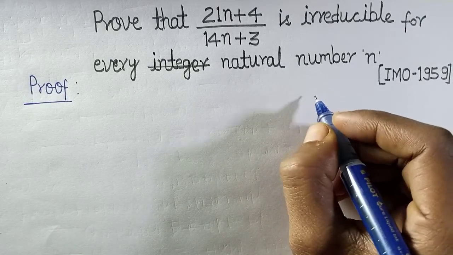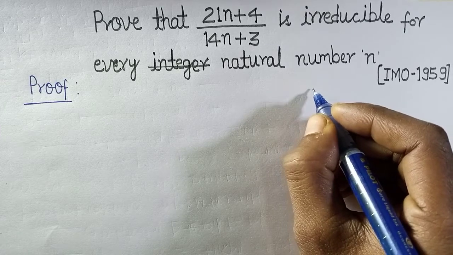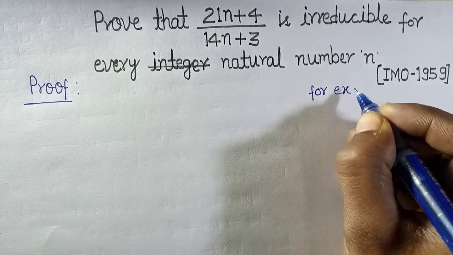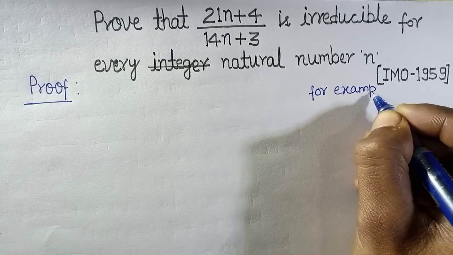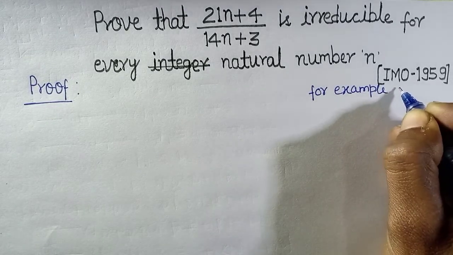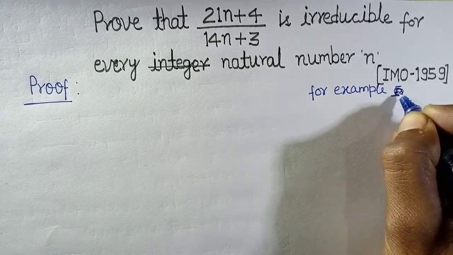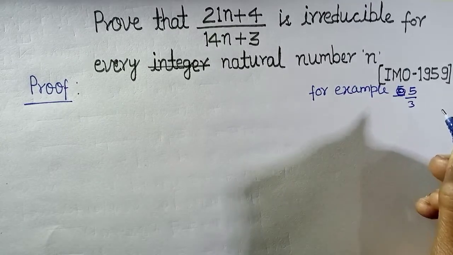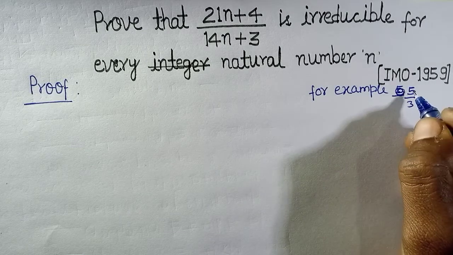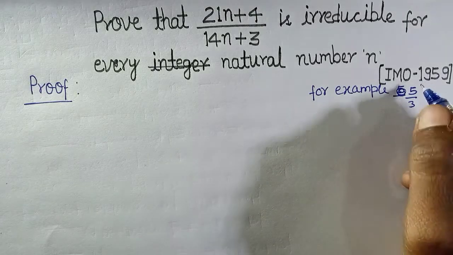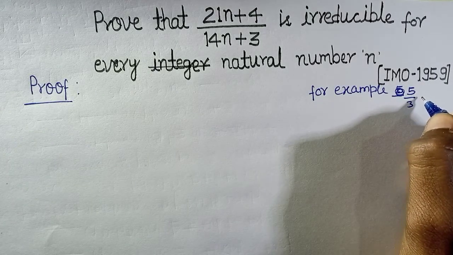So, what is a reducible and irreducible fraction? For example, if we have a fraction like 5 over 3, we know that 5 over 3 is an irreducible fraction.